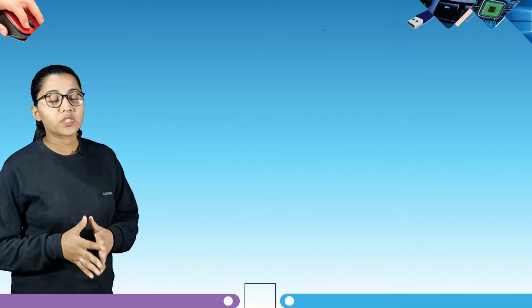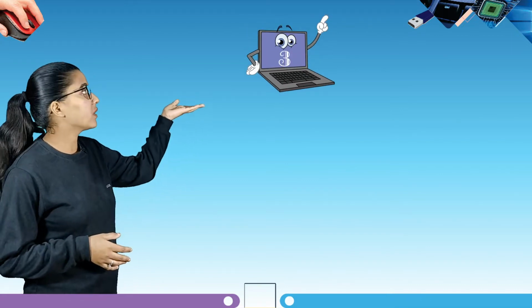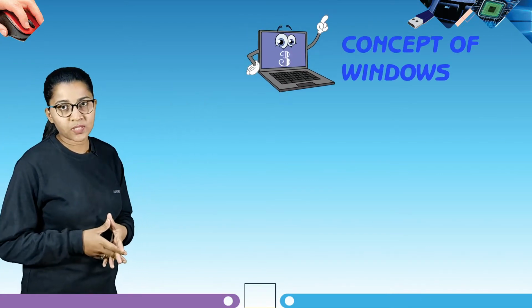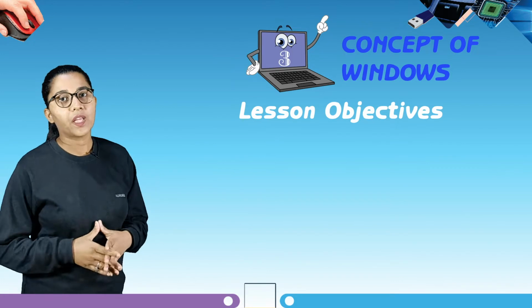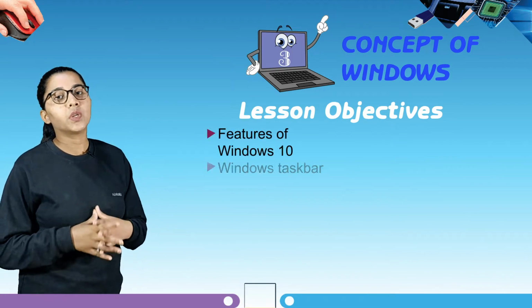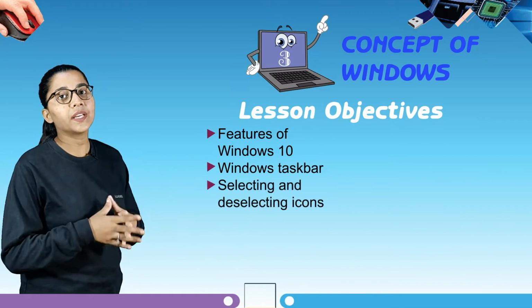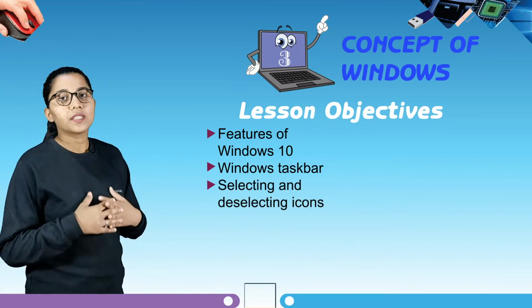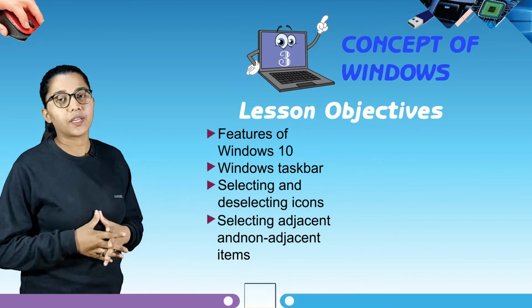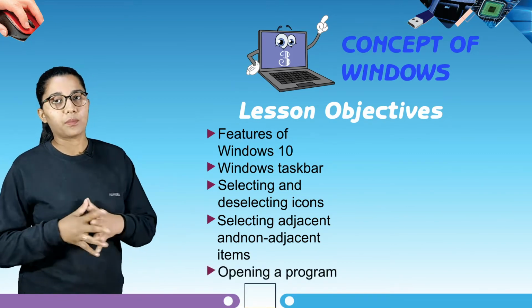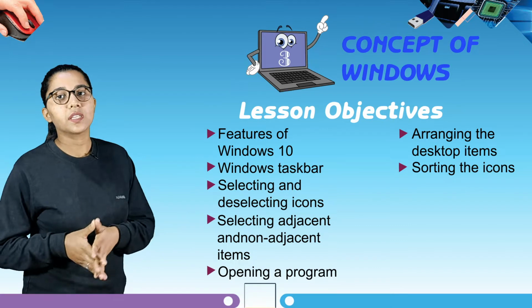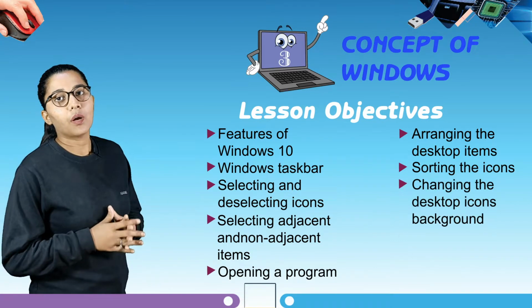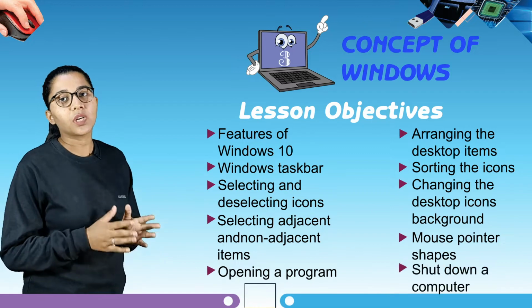Today we are going to learn about some very interesting chapters of computer. So let's start with our third chapter, that is concept of Windows. So students, before we start our chapter, let's have a quick look on some lesson objectives. Features of Windows 10, Windows Taskbar, selecting and deselecting icons, selecting adjacent and non-adjacent items, opening a program, arranging the desktop items, sorting the icons, changing the desktop background, mouse pointer shapes, shut down a computer.